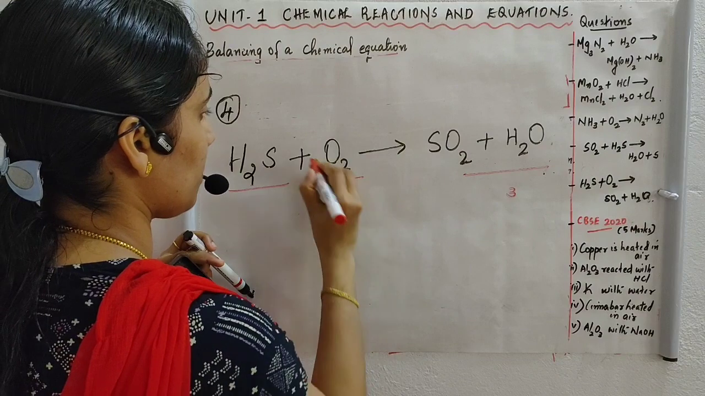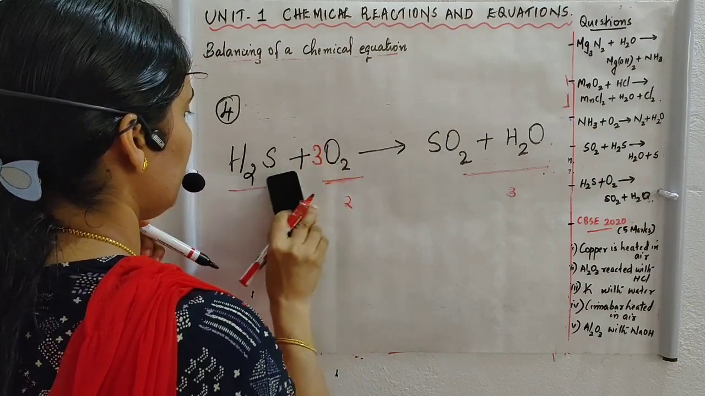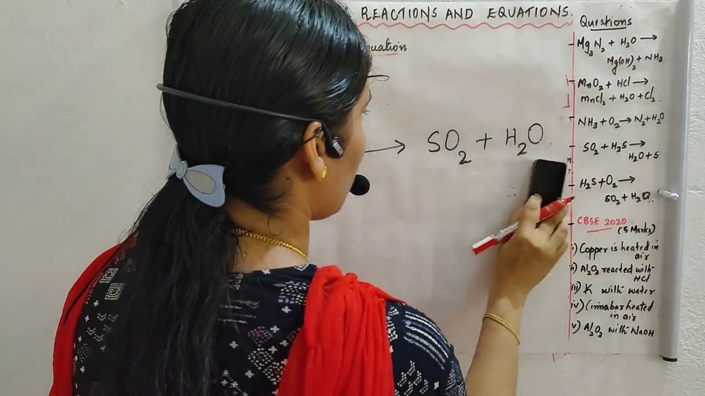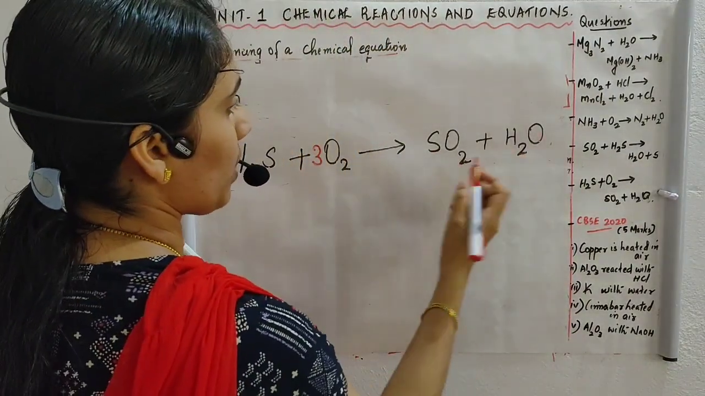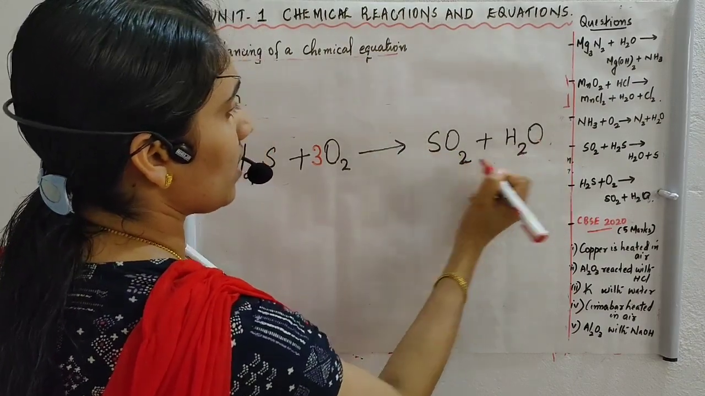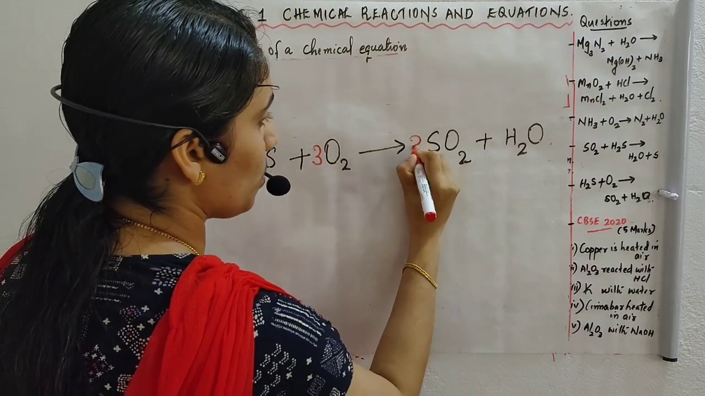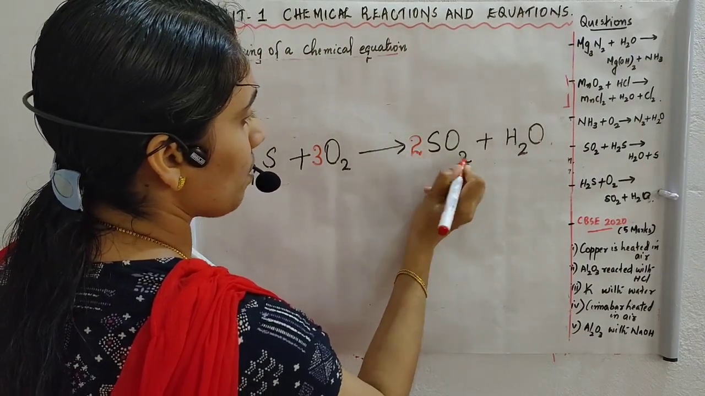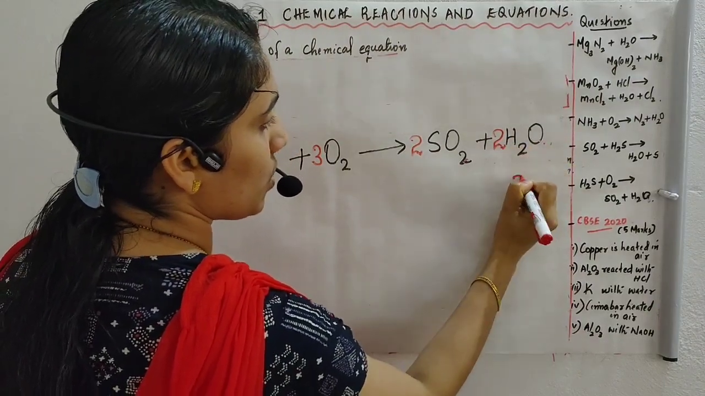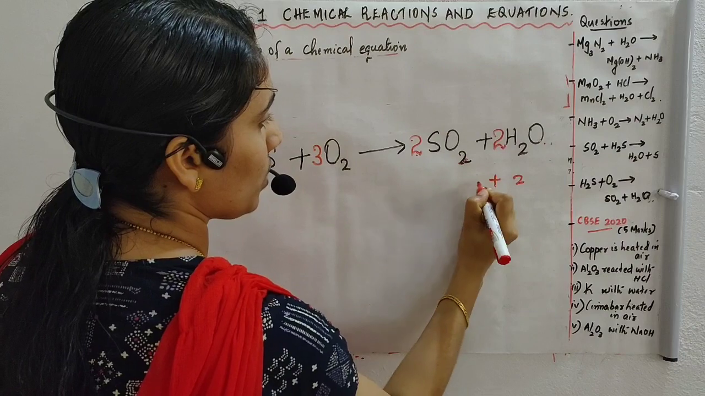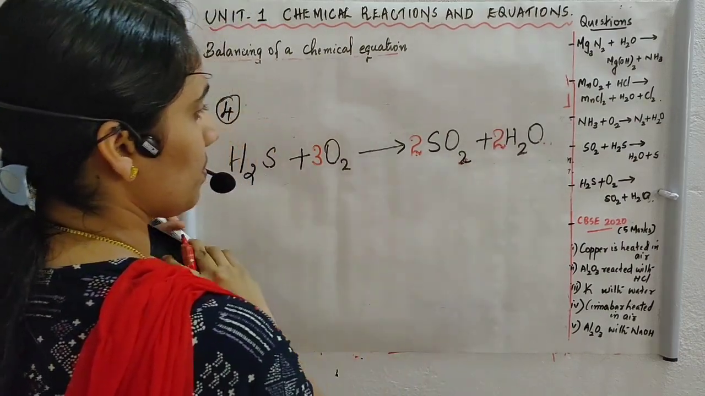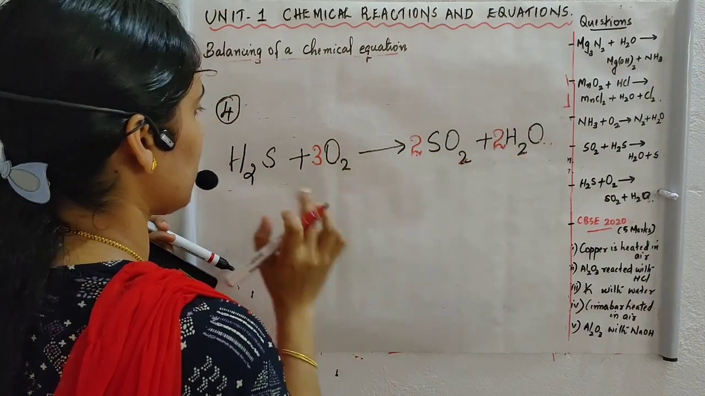So how to make 6? So 1, 3 here. So 3 into 2, 6. Then this side oxygen we want to make 6. So how to make oxygen 6? Oxygen 6 means 1 oxygen here, 2 oxygen here. So you put 1, 2 here means oxygen number here 4. 1, 2 here means 2 into 1, 2 plus 2 into 2, 4. That is 6. So now both sides oxygen is equal.